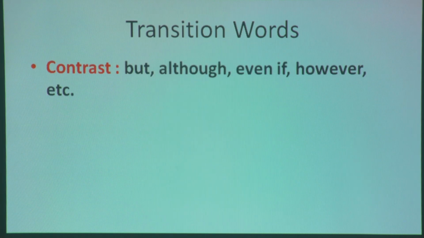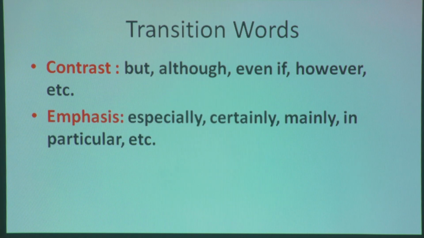Look at the next, contrast. Contrast means showing the differences. Okay? Some transition words are also used to show the difference or the contrast: but, although, even if, however. Look at the next type of transition words. These are emphasis. These words are used to give emphasis or focus on particular information. For example, especially, certainly, mainly, in particular. Such transition words are used to give emphasis.